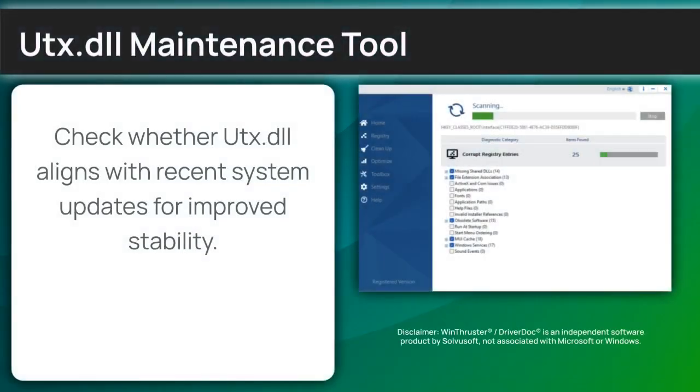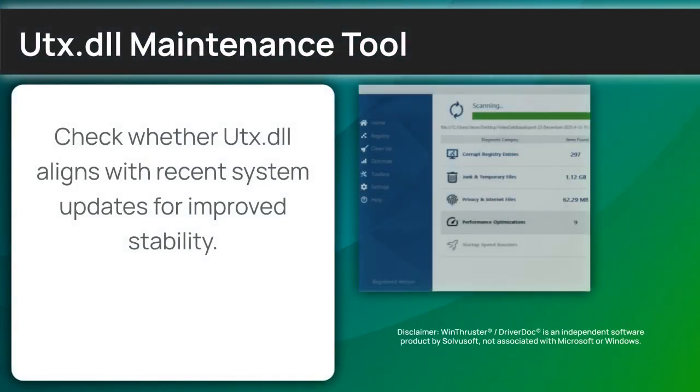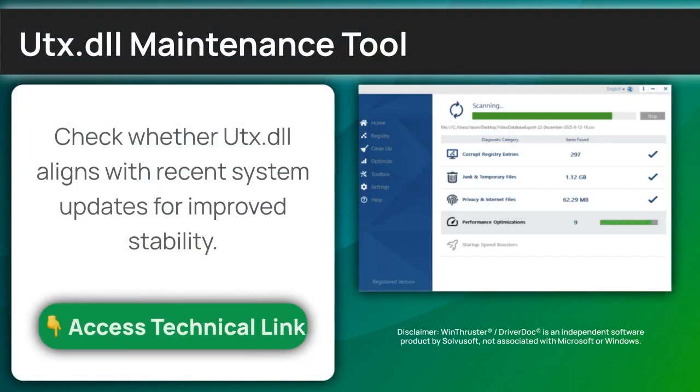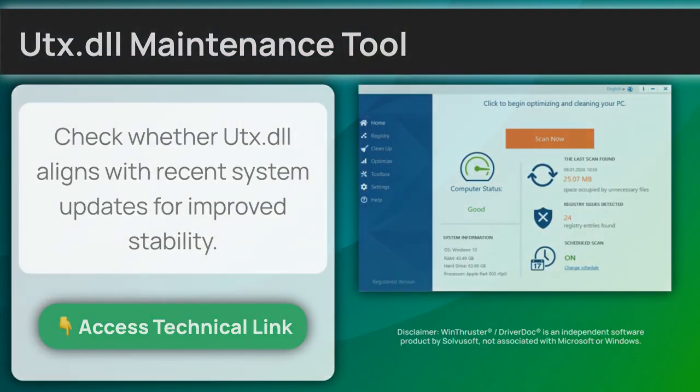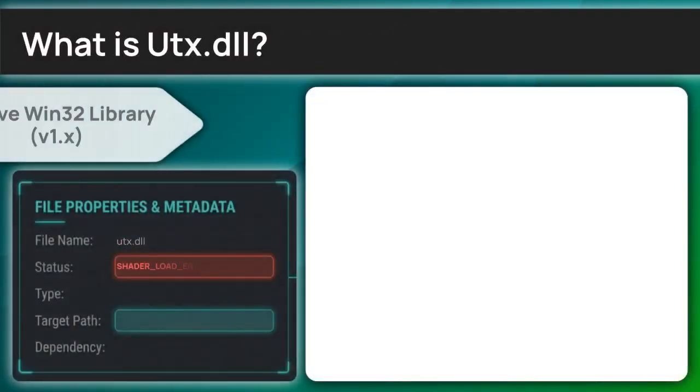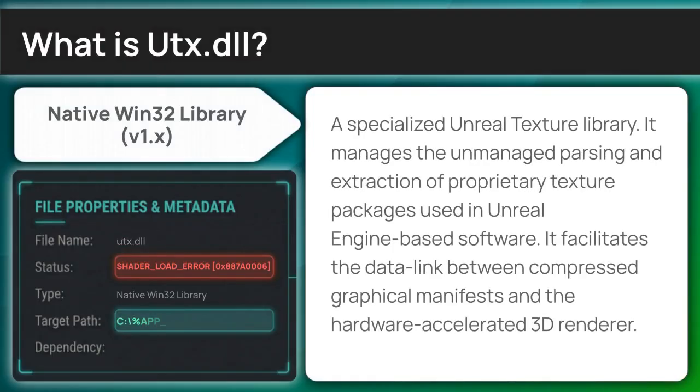As we prepare to resolve UTX library, consider using the diagnostic path below to ensure a stable environment for your libraries. This is the UTX library, a specialized Unreal texture library. It manages the unmanaged parsing and extraction of proprietary texture packages used in Unreal Engine-based software. It facilitates the data link between compressed graphical manifests and the hardware-accelerated 3D renderer.